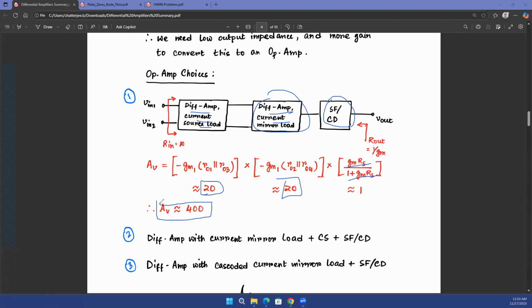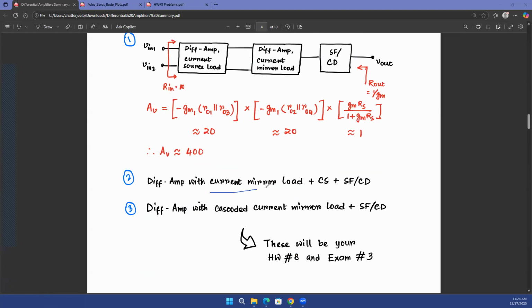And you can have another stage. Let's say you connect another stage after this. Maybe you have 3 gain stages, so maybe you will have a gain of 20 multiplied with 20 multiplied with 20. So you can get close to that infinite number. You can play around with these stages. Maybe you can have the current mirror load first instead of having this current source load stage. But having a current mirror load means that you will have only one output, so you need to have a single-ended amplifier after this. Maybe you'll have a common source stage right after the diffamp with current mirror load, and then you can have a source follower or a common drain stage.